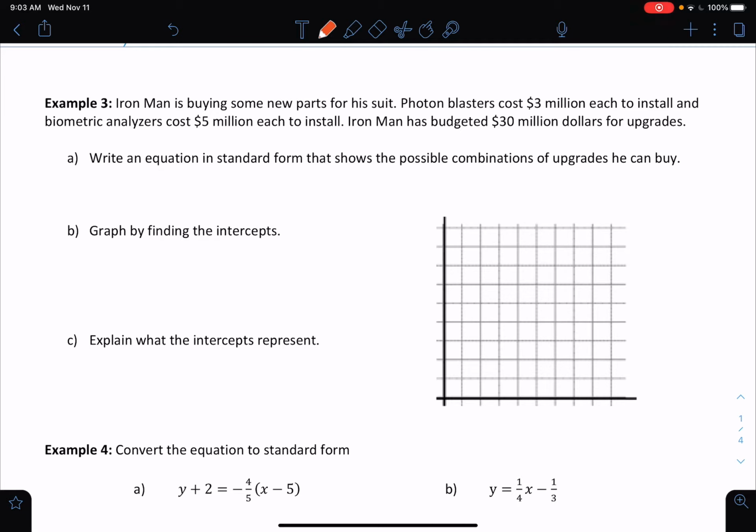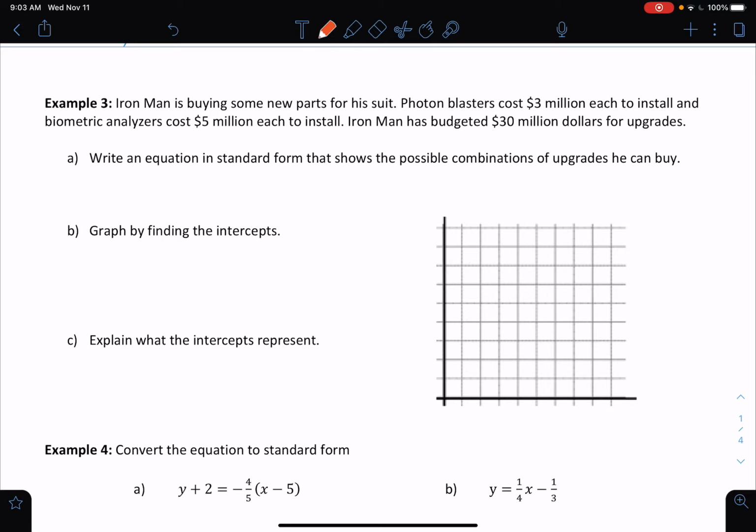We are used to writing applications in slope-intercept form, where we had an initial fee or initial something, and then a constant rate of change. But here, we have two variables: the amount of photon blasters he could buy, and the amount of biometric analyzers that he can buy. Okay? So, we kind of have a rate for each of these.